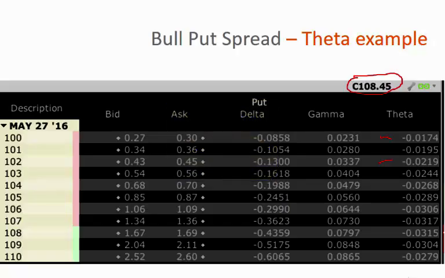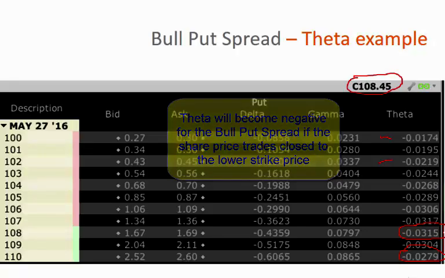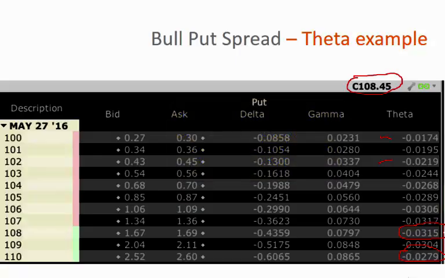You can see now that the roles have reversed. The theta value is now switched to the lower strike. In other words, now theta is working against you because the share price has now moved closer to the lower strike. So there's a classic example of how theta can work against you if the share price moves down closer to the lower strike price.